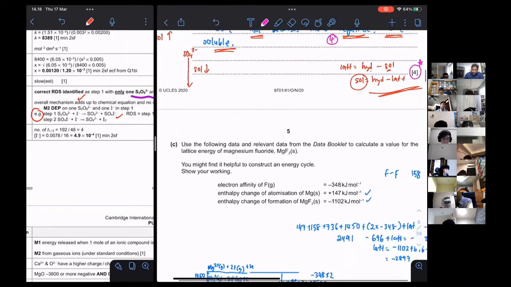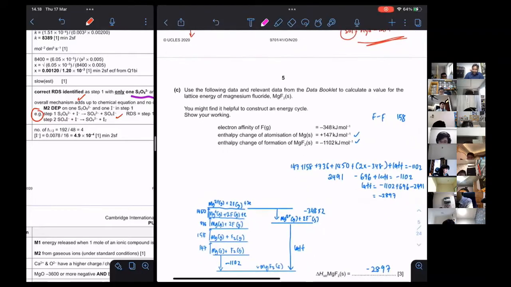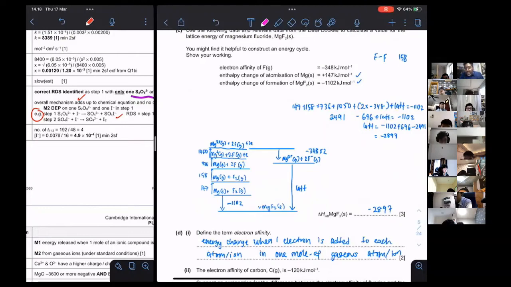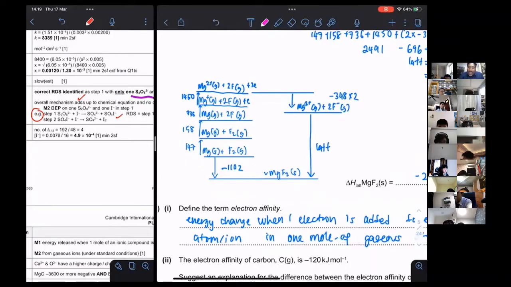Now, I have taken some examples from the information in the data booklet, and they have given us some information over there. And I have spent the time to draw the full Born-Haber cycle. Now, compared to the 2021 paper, this is more straightforward. But I like the way that they asked the question in 2021. They didn't give it to you straightforwardly. They combine the equations, and they expect you to use that. But in this case, this is way easier. You need to draw one by one, and this is not so difficult, easy.